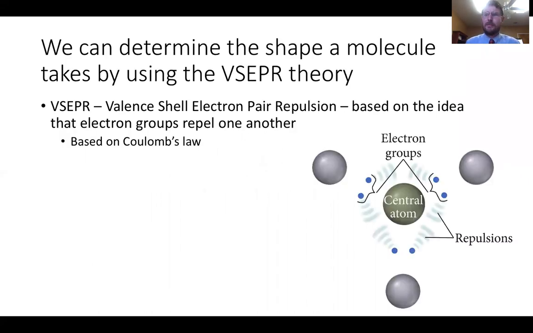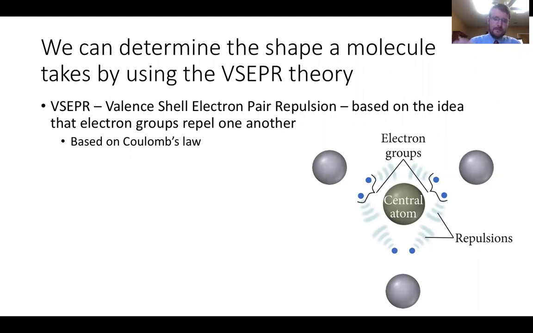We can determine the shape of a molecule by using what's known as, I call it the VSPER theory, but it's actually VSEPR, the valence shell electron pair repulsion theory. This is based on the idea that electron groups repel each other, which makes sense because an electron group's charge is usually negative, and as we saw before, negatively charged things repel other negatively charged things. We talked about Coulomb's law, and we said that the farther apart they are, the less energy they have, and the better.